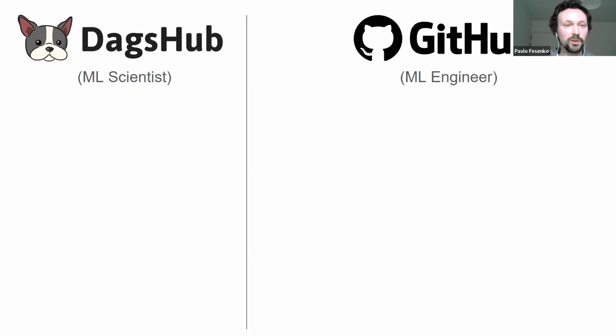Also, when you work with DagsHub, I actually felt a bit more like a machine learning scientist. I like working with notebooks. I can experiment a lot. I have all the tools that are available for me as a machine learning scientist. When I switch to GitHub, I start having a different feeling, more like a machine learning engineer, when I try to automate things using CI/CD pipelines. And it's a very different feeling.